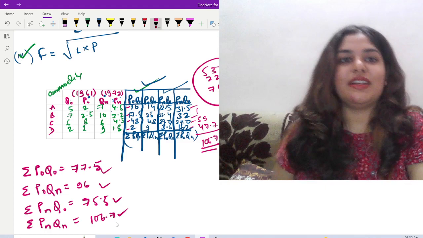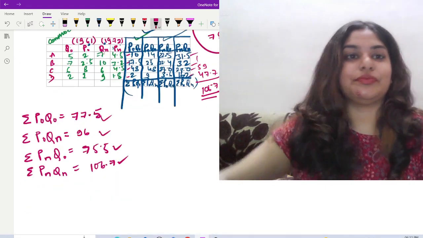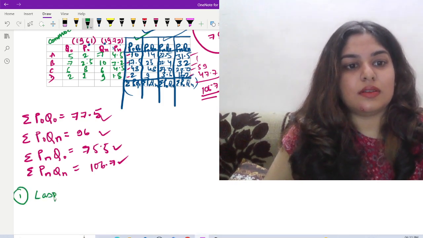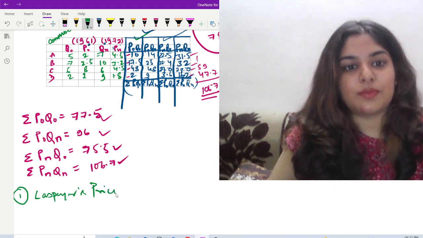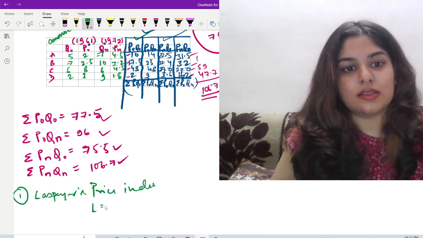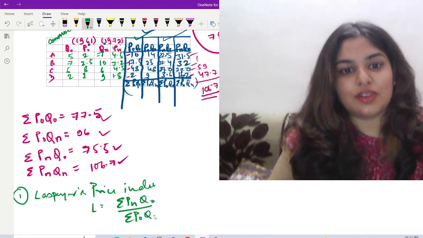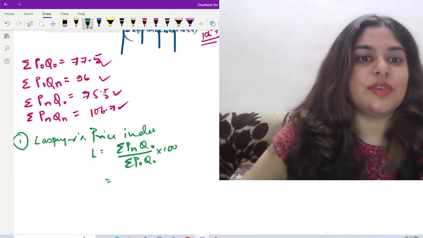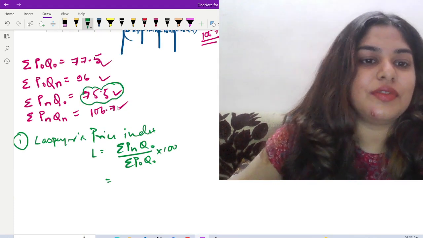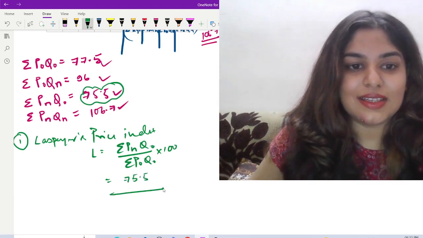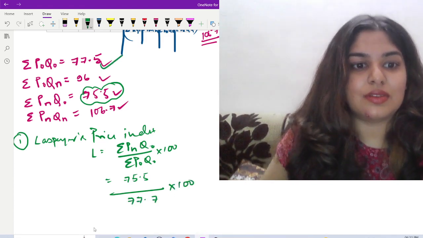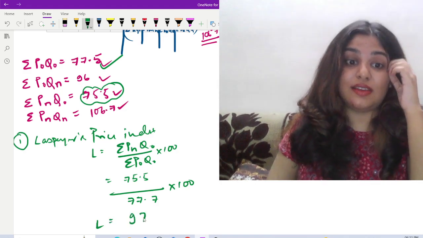Okay, now let us find out our index numbers. Number 1, Laspeyres price index. L is equal to summation Pn Q0 by summation P0 Q0 into 100. Let us put the values. This is equal to how much is summation Pn Q0? It is 75.5 divided by how much summation P0 Q0? This is 77.5 into 100. So the answer here is 97.